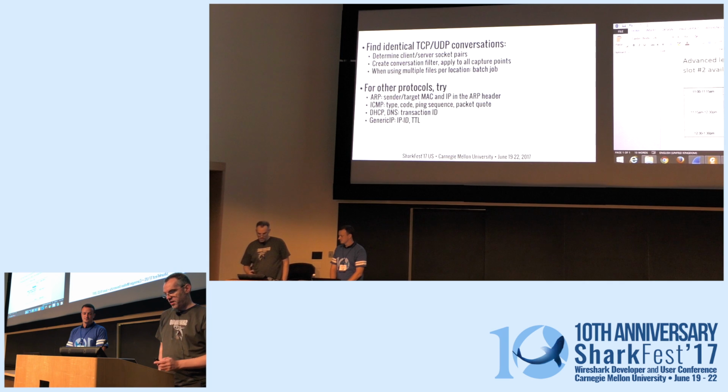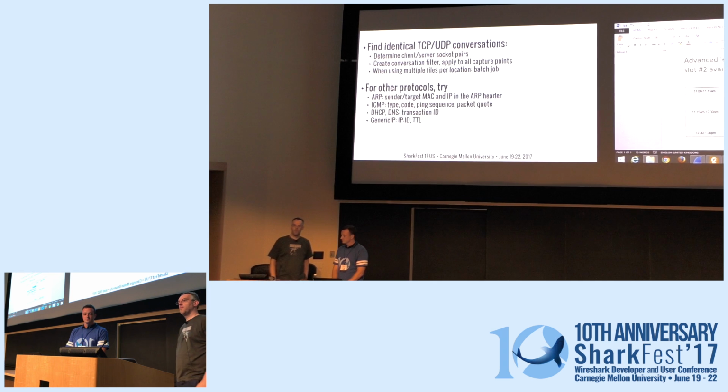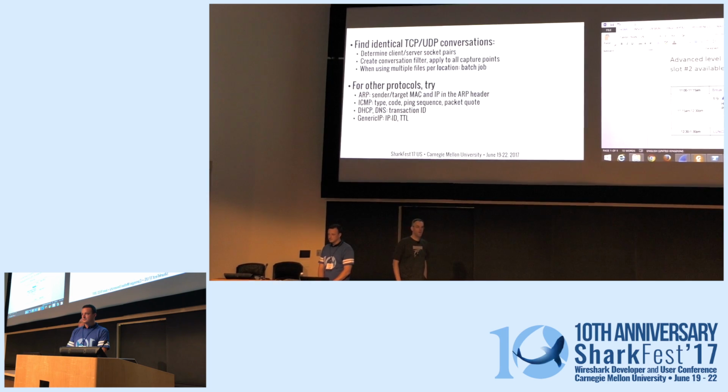Alright, if it's generic IP and you don't have anything else, the last thing that you could do is IP ID and TTL. TTL only if it's not across a router, because then it's one less. Maybe that even works, but it gets more complicated. So let's just say tracking TCP and UDP connections is much simpler than all the other stuff.